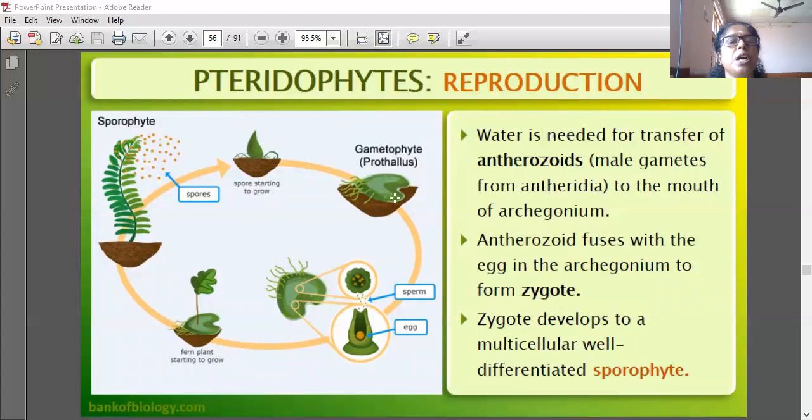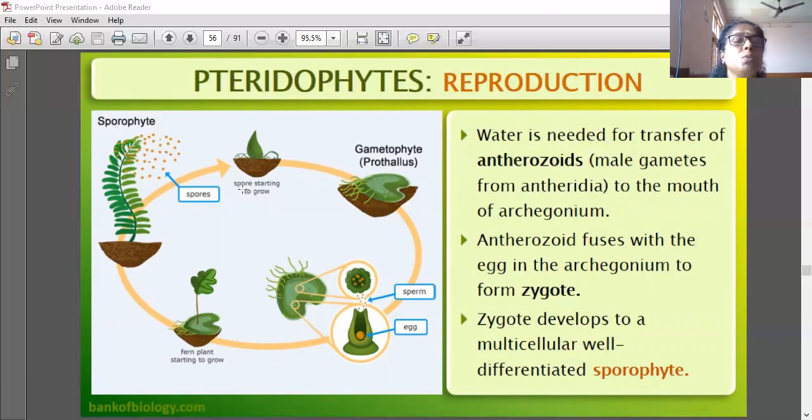Water is needed for the antherozoids to reach the mouth of the archegonia. Through water only, this antherozoid, the male gamete, reaches the female gamete in the archegonia. Inside the archegonia only the female gamete is there. So along with the water current, the antherozoid reaches the female gamete. So water is necessary there.